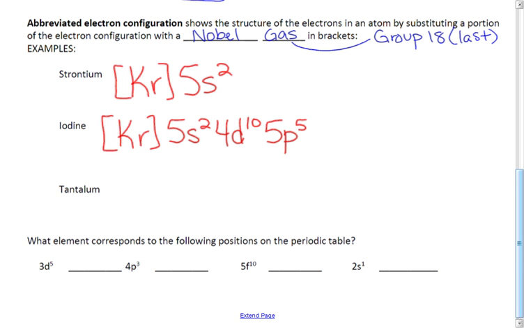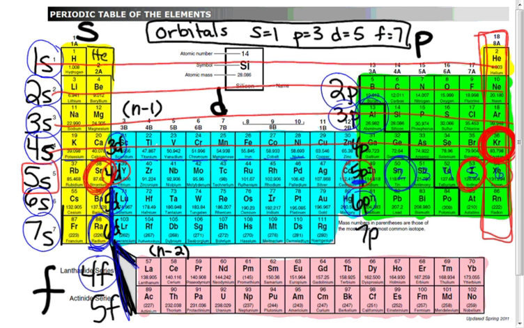For this last one here, tantalum. Tantalum's going to be right here, number 73. So the noble gas closest to 73, without going past that number, is going to be 54, xenon. So we're done with those. We're looking at xenon now. And then we just start after xenon.